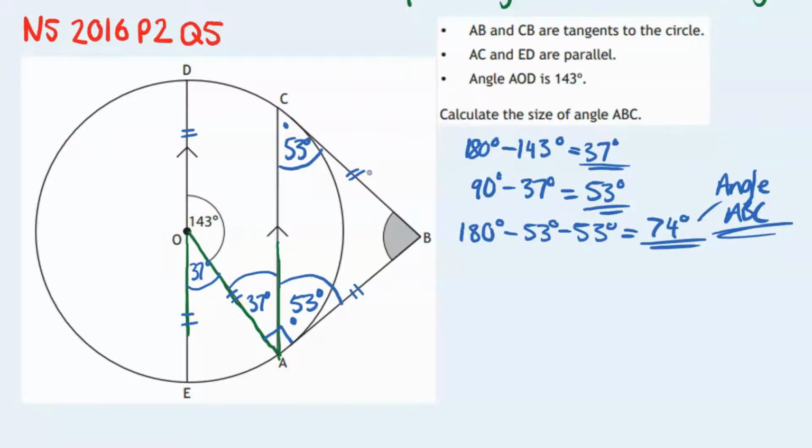So that is the general process. When you look at diagrams like this, try to spot shapes, like the Z shapes, and try to spot radius, try to spot tangents, okay? That's a good starting point for approaching these types of questions.